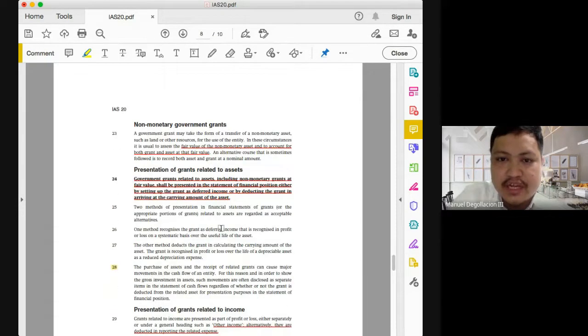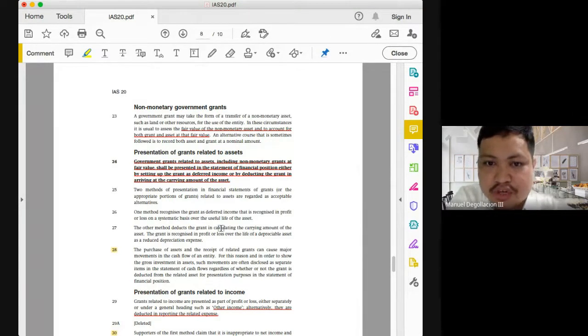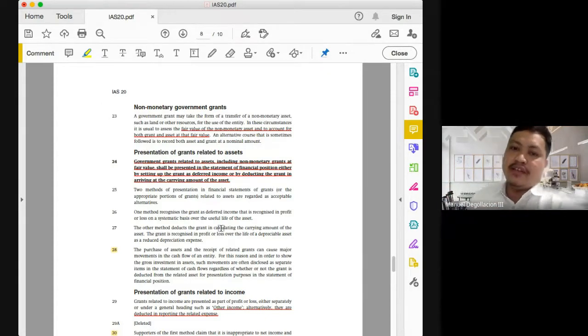Now, as to the presentation of grants related to assets. Government grants related to assets, including non-monetary grants at fair value, shall be presented in the statement of financial position either by setting up the grant as deferred income or by deducting the grant in arriving at the carrying amount of the asset. This is what I mentioned earlier. If you use the deferred income approach, understand that deferred income is a form of a liability. And it will still be considered as a liability at first, because again, remember that there are grants that will have to be recognized as income throughout a certain number of years.